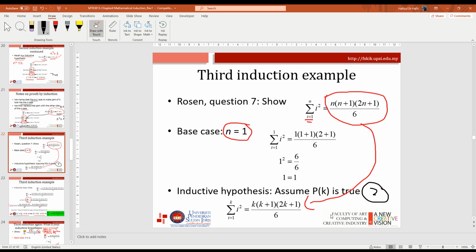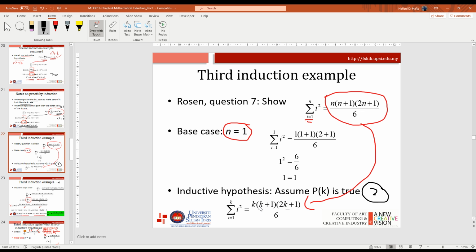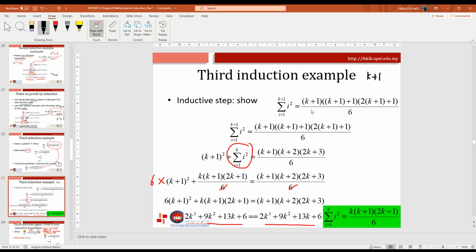Okay, is equivalent to k, k plus 1, 2k plus 1 here. And then to show the inductive step, we add k plus 1. So k we replace by k plus 1, k plus 1, and then k plus 1 plus 1, and 2 times k plus 1 plus 1. So here we replace here.